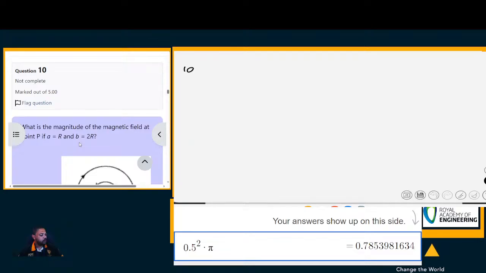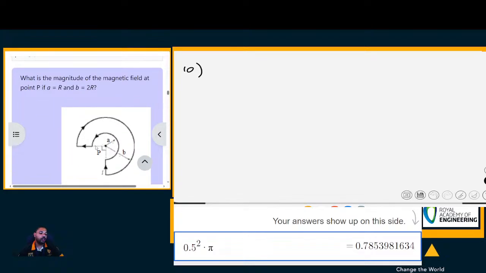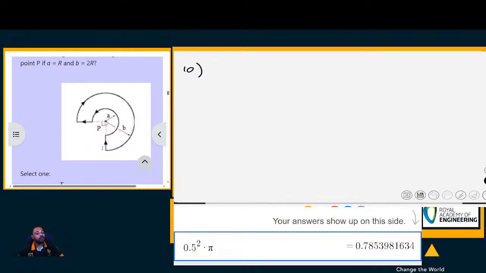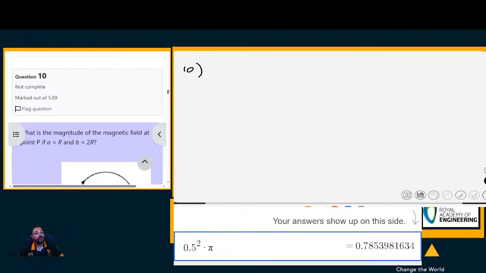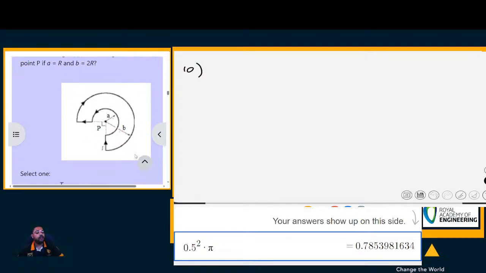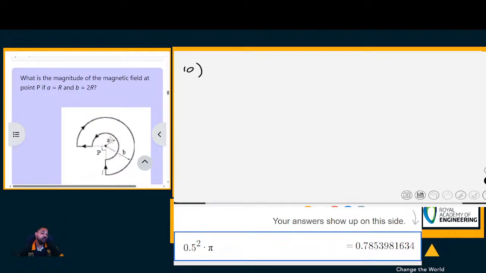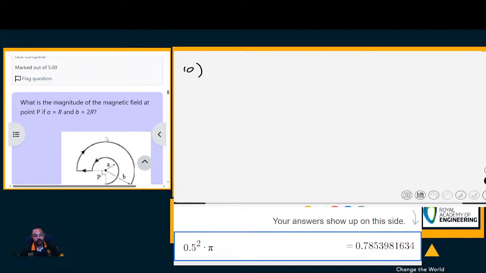Okay, so question number 10. Here we have this 3/4 of a circle, with the smaller part having radius A and the larger part having radius B. Again, what is the magnitude of the magnetic field at point P, if A is equal to R and B is equal to 2R? Okay, so the radius of B is double that of A. So what is that magnitude?